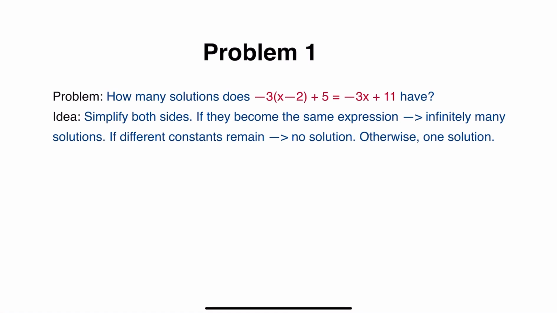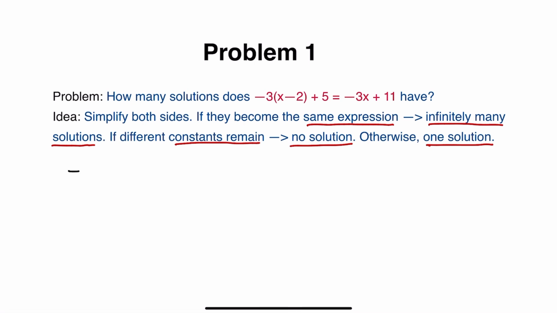First things first, we need to simplify both sides. Now, if they become the same expression, then there's infinitely many solutions. If the constants remain, then there's no solution. I'm talking about if different constants remain. And of course, there's one solution. All right, so we're checking to see if this equation is representative of infinitely many solutions, no solution, or one solution. So with that, let's go ahead and begin by rewriting the equation.